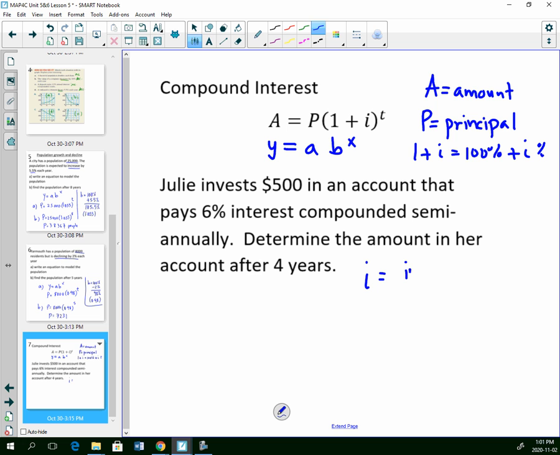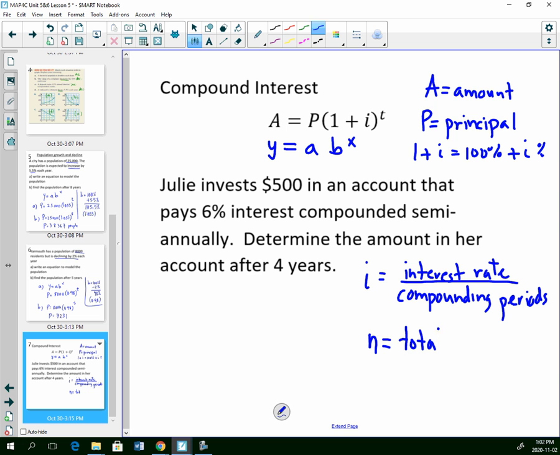So i is always the interest rate divided by compounding periods. So is it annually? Is it quarterly? Is it semi-annually? Is it monthly? N, or t, is the total number of compounding periods.